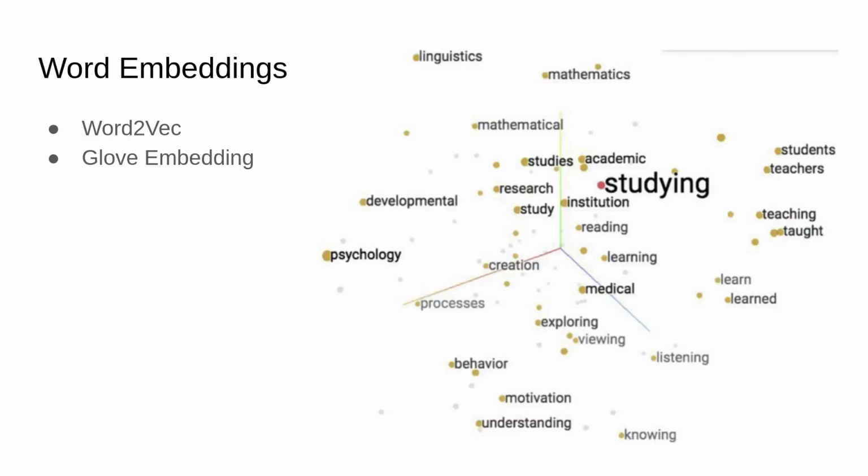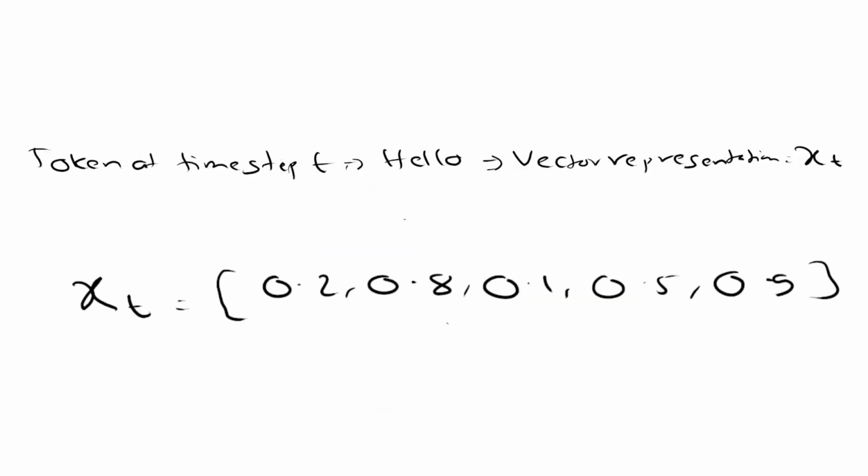Word embeddings like word2vec or GloVe are a bit more sophisticated. They represent words as dense vectors, where each element captures some semantic meaning. Words that are semantically similar will have similar vectors. Okay, we'll denote the input at time step t as xt. This xt is our numerical representation of the word at that time step. Simple enough, right?